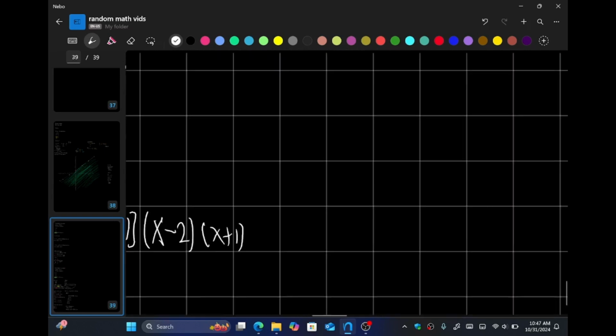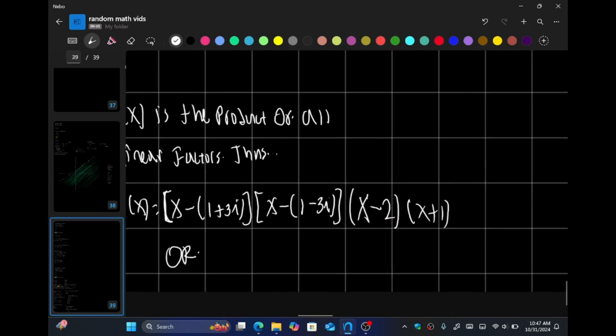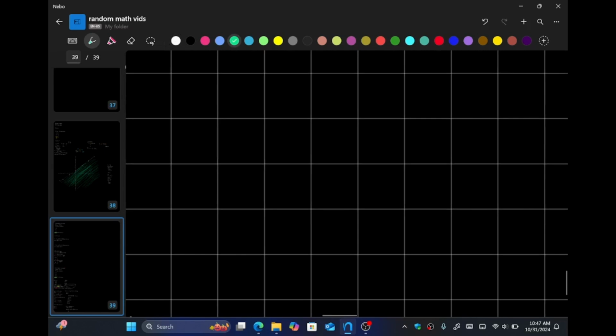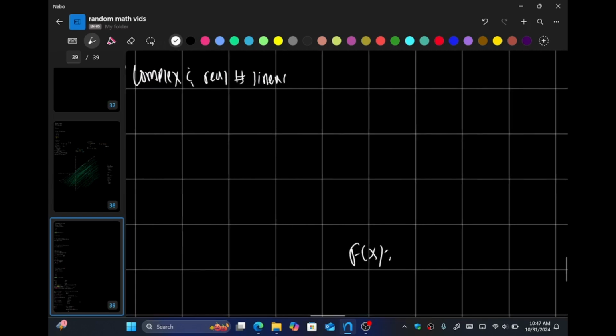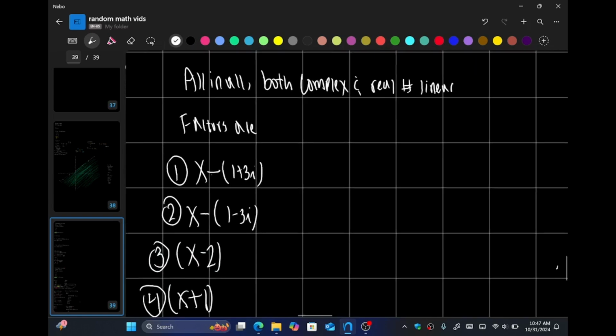Or you can also do the following. You can distribute the negative, okay, guys? So f of x will equal, if you think about it, this is gonna go the following way. If we distribute, another way we can say this is x minus 1 minus 3i, and then this is equal to x minus 1 plus 3i, right? So we can state it this way as well, okay?